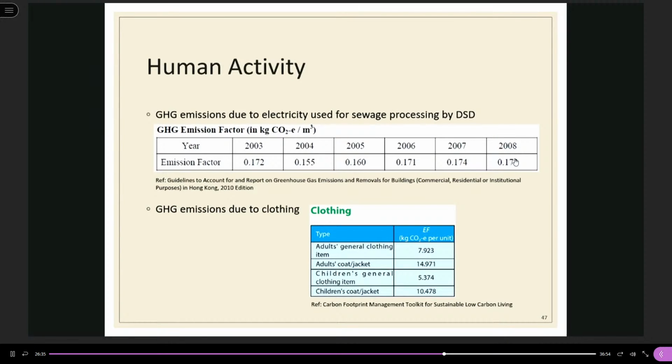And the greenhouse gas emission due to electricity used for sewage. When you flush the toilet, it actually consumes electricity because you need the pump and the sewage system to filter the waste before it is disposed into the sea. So all these consume electricity. Clothing. When you buy new clothes, it also contributes to global warming.